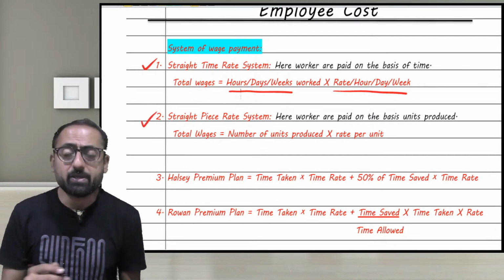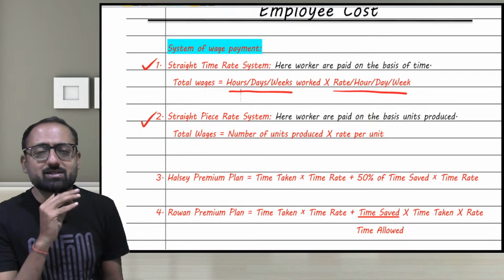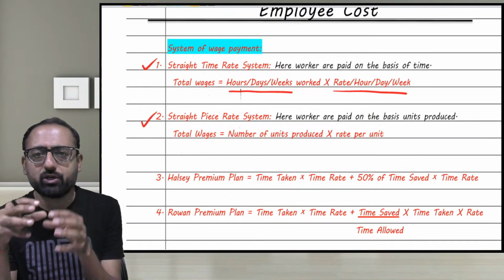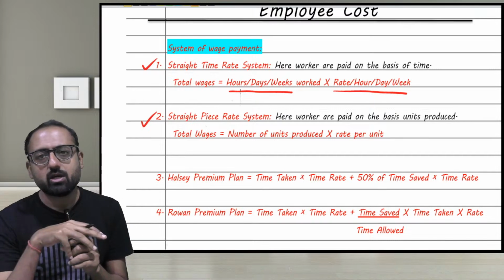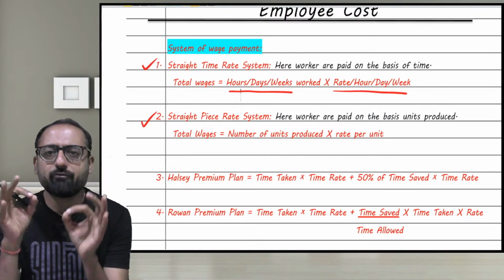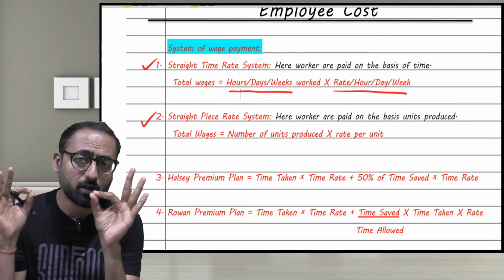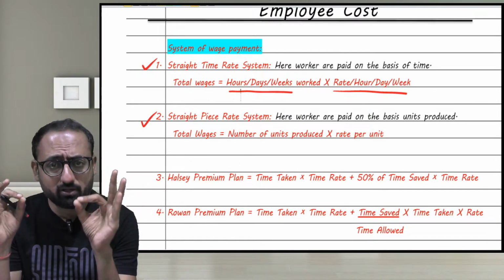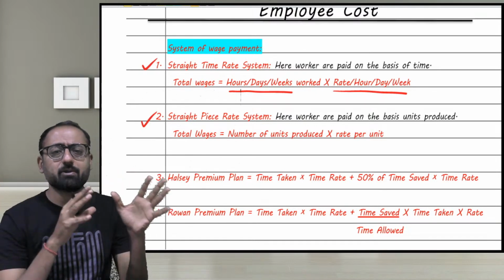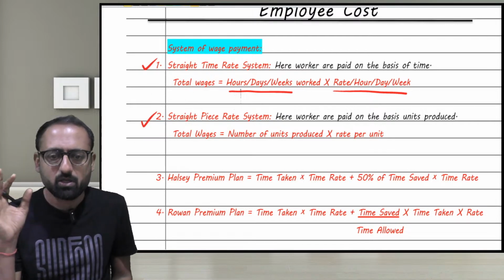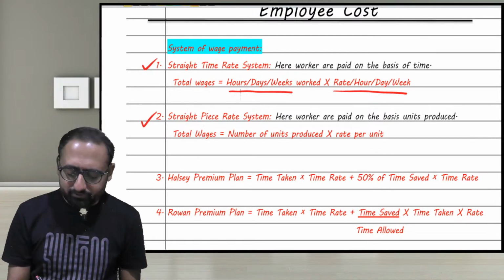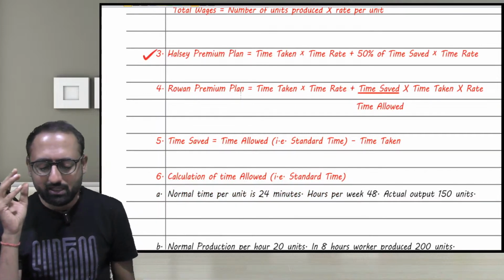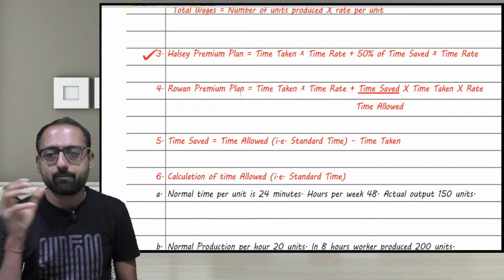Now let's go to the second one. Second is the straight piece rate formula. Under piece rate system, you're going to pay the worker on the basis of number of units produced by that worker. So the formula is very simple: number of units produced by that worker multiplied by rate per unit. That is the simple formula for straight piece rate. Next formula is very important from exam point of view. A favorite question will be there in examination for Halsey and Rowan.